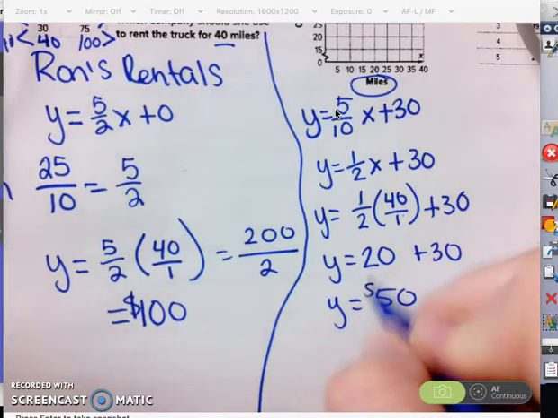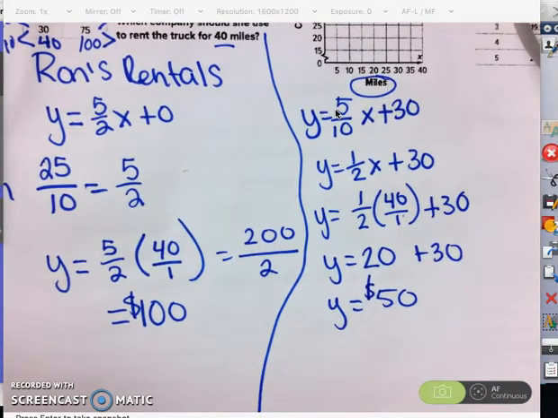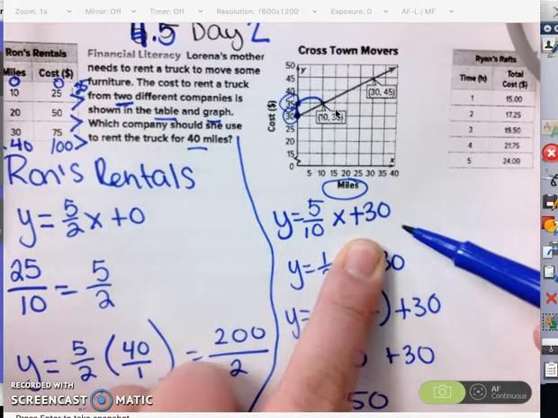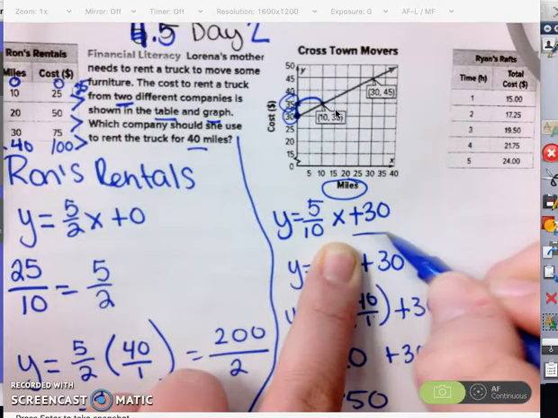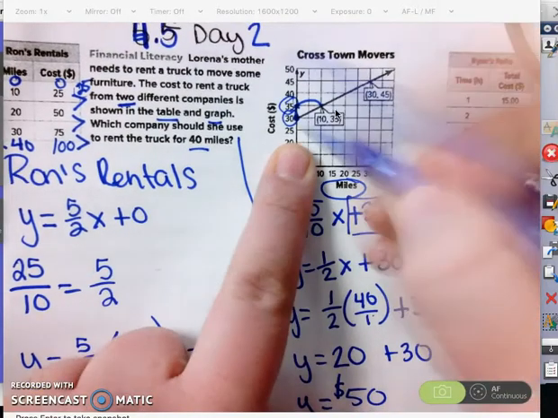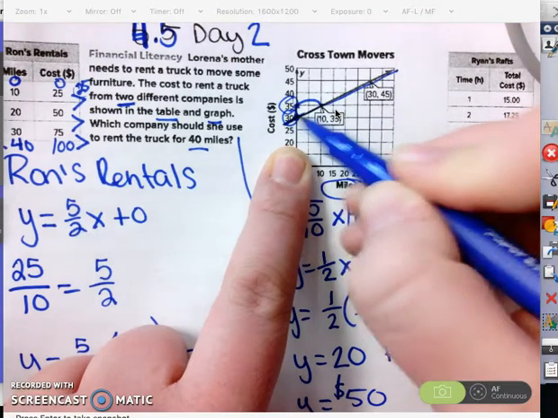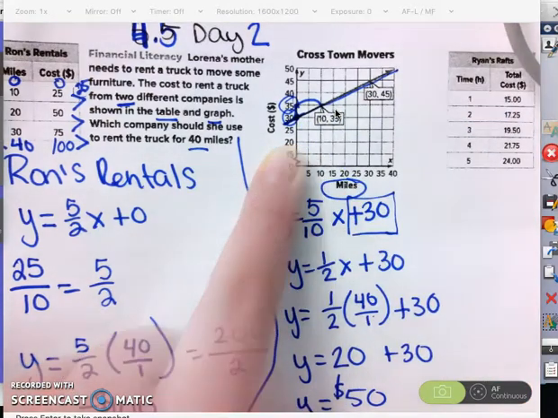That means $50. So crosstown movers for 40 miles is going to be only $50. That is from my original equation, plus 30. And I got that from my y-intercept. So my line right here crosses my y-axis at 30.